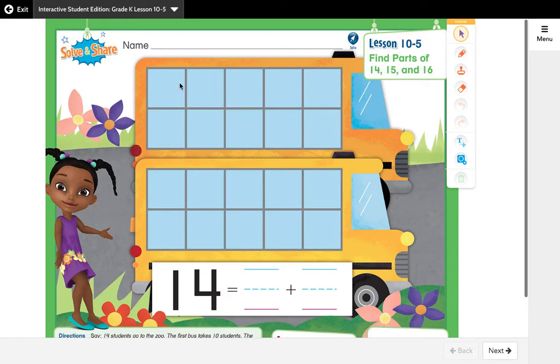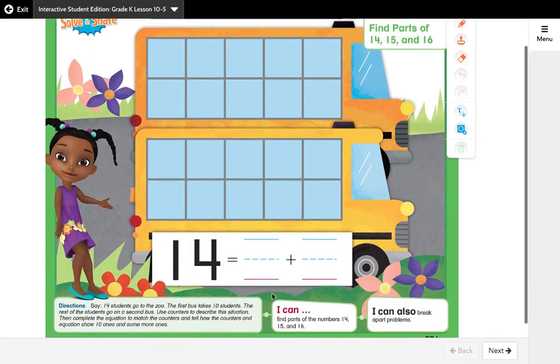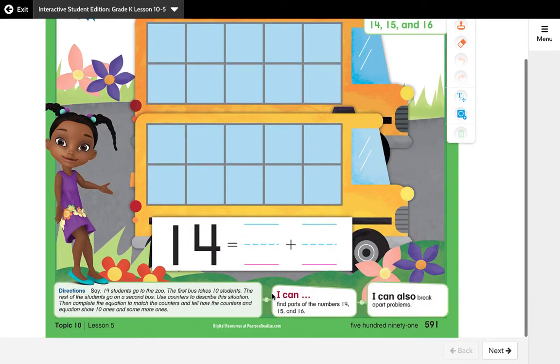So if they can put, I don't care, noodles or beans or pennies, anything that could actually go into these little 10 frames, they could solve this problem with a physical manipulative is what we call that. So the problem today says 14 students go to the zoo. The first bus takes 10 students. The rest of the students go on a second bus. Use counters to describe the situation, then complete the equation to match the counters.